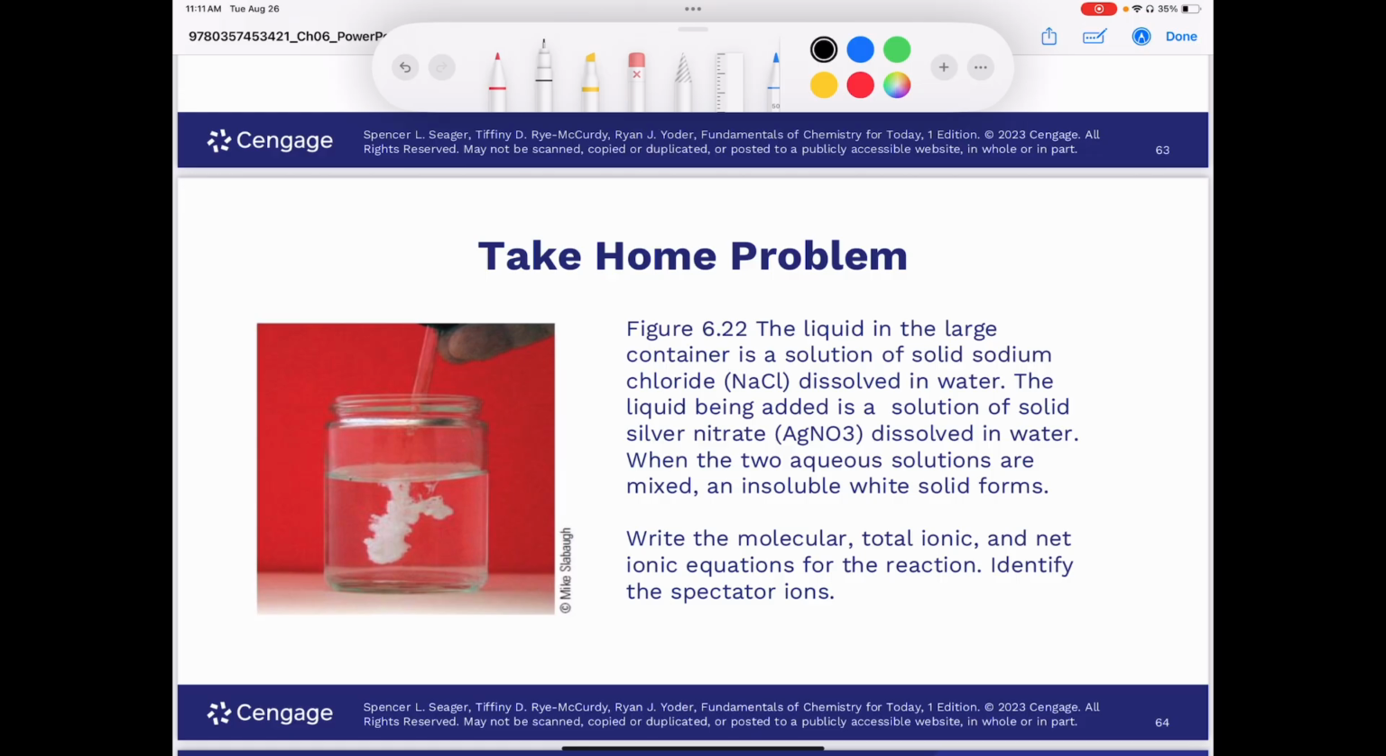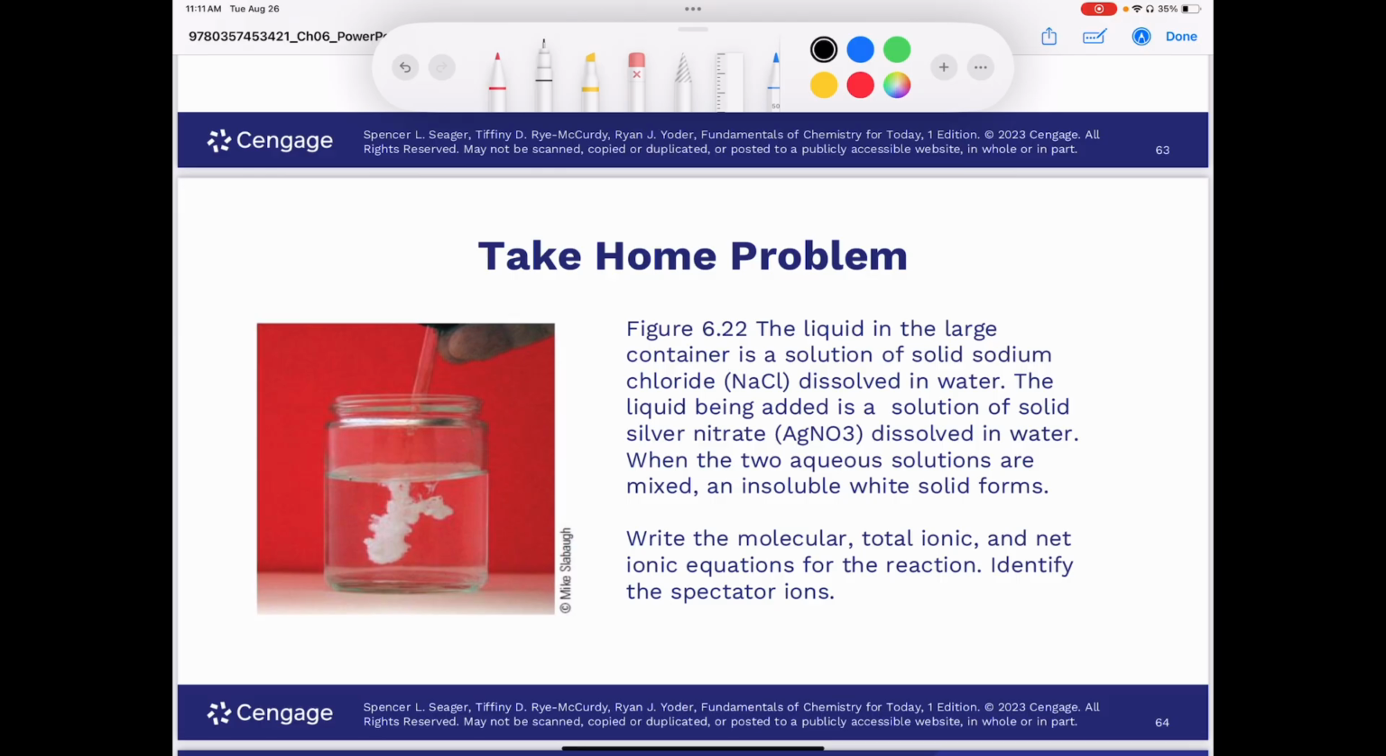This one here is a take-home problem. Let's see if we can solve it on this slide. It says figure 6.22. The liquid in the large container is a solution of solid sodium chloride dissolved in water. So that's an aqueous solution of sodium chloride. The liquid being added to the solution is solid silver nitrate dissolved in water. So either way, these are both aqueous solutions. When the two aqueous solutions are mixed, you get an insoluble white solid, okay? Write the molecular, total ionic, and net ionic equations.